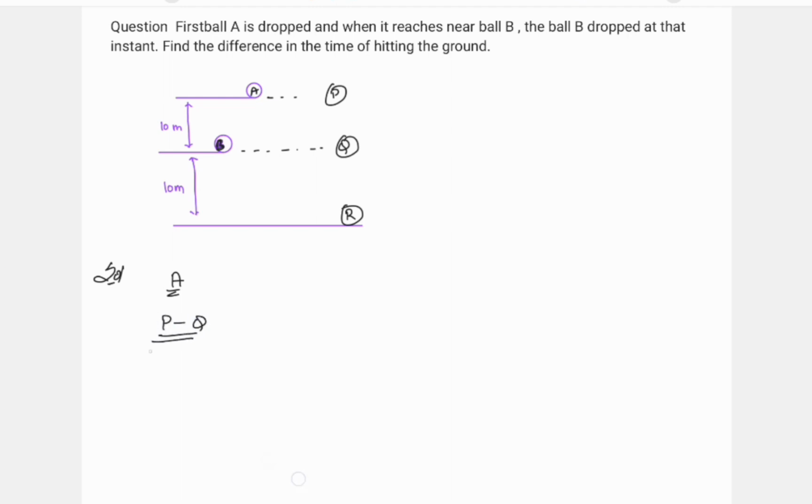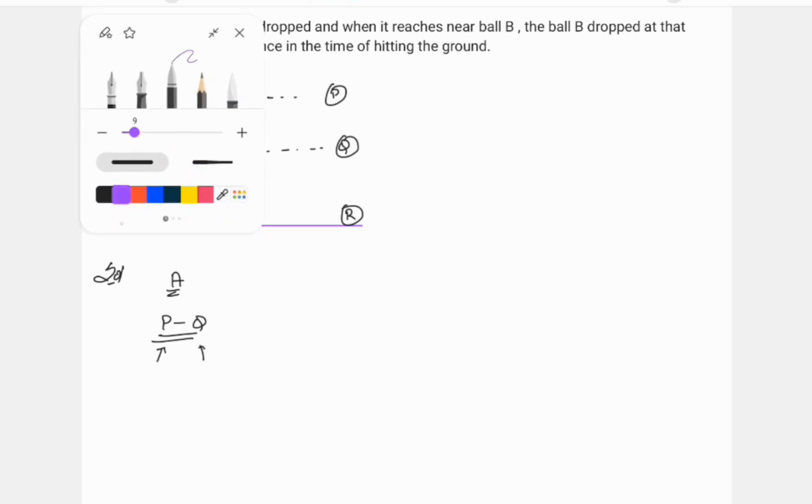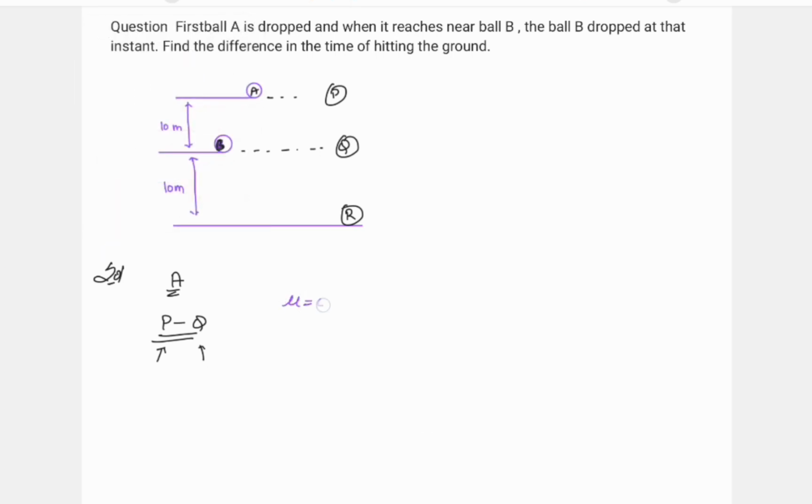P is the initial point, Q is the final point. What is the initial velocity? I am dropping the ball, which means the initial velocity is going to be 0. What is the distance traveled by the ball between PQ? This is minus 10. Why? The distance is 10 and it is downward, so it is minus 10.